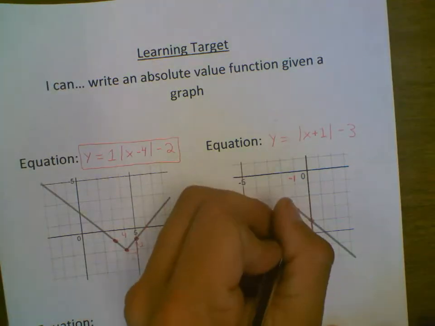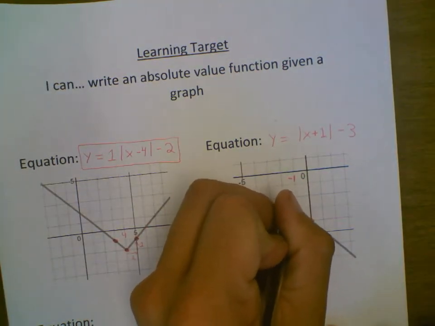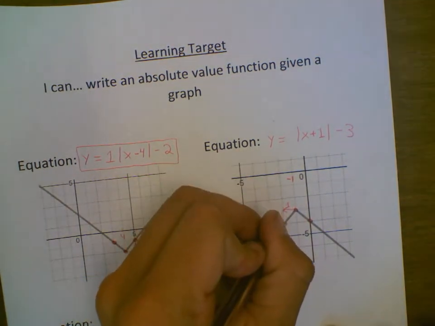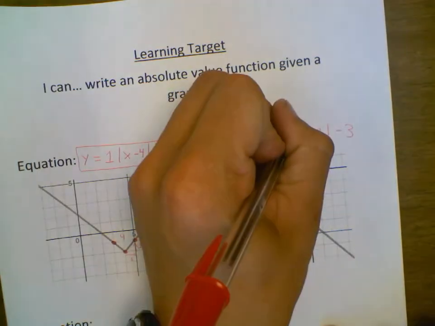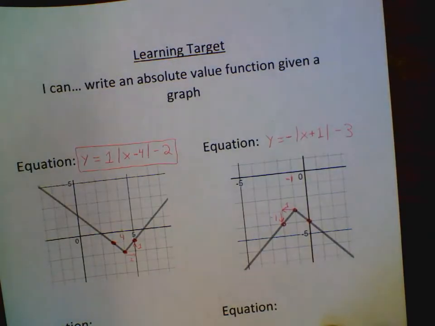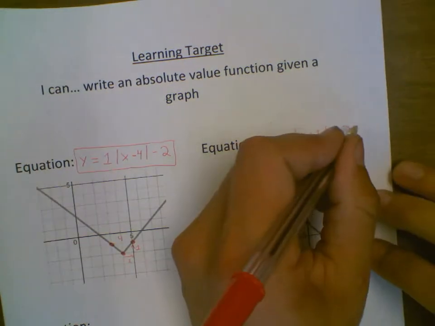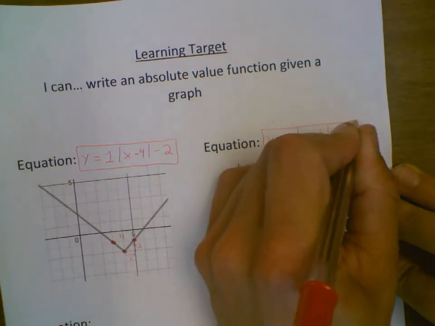And then once again, I look over and I see, okay, when I go over 1 unit, what happens? Well, it goes down 1 unit. So I'd have to have a negative 1 out front, or just a negative in front, to flip my graph over. So this would be the equation for the second graph there.